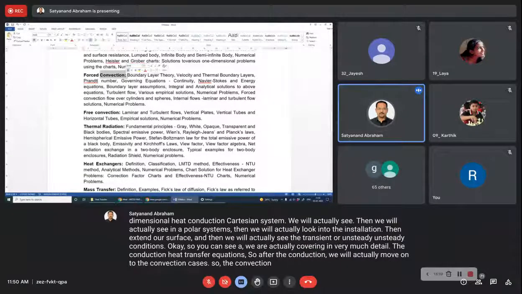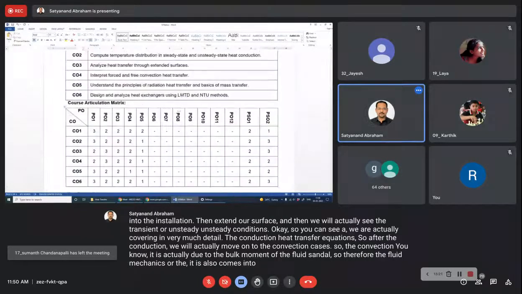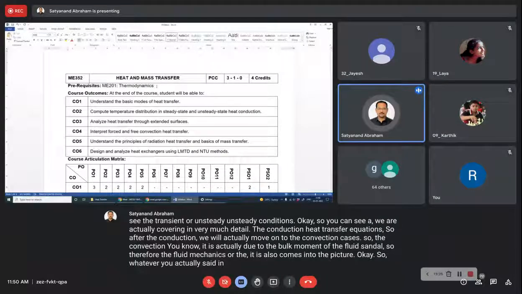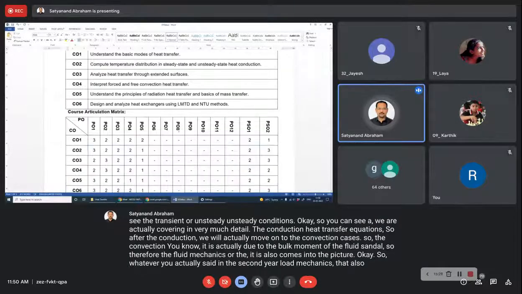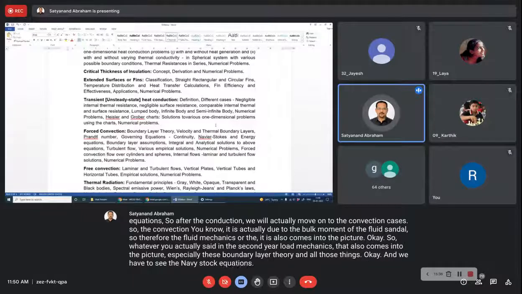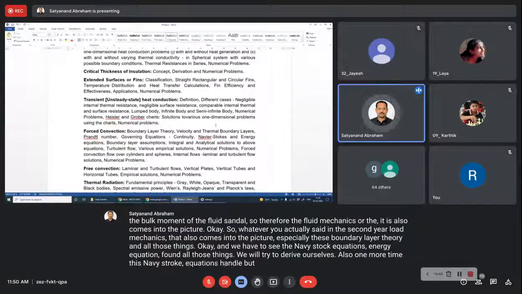In convection, we know it is due to the bulk movement of the fluids and all. Therefore, fluid mechanics also comes into the picture. Whatever you studied in second year fluid mechanics also comes into the picture, especially boundary layer theory and all those things. We have to see the Navier-Stokes equations, energy equations, and all those things. We will try to derive these Navier-Stokes equations one more time ourselves, but you should be familiar with all these terms.